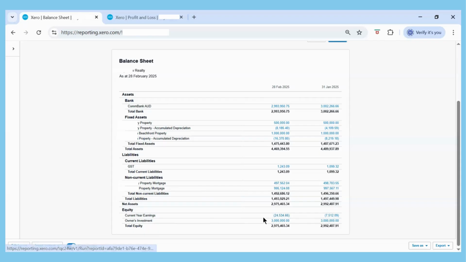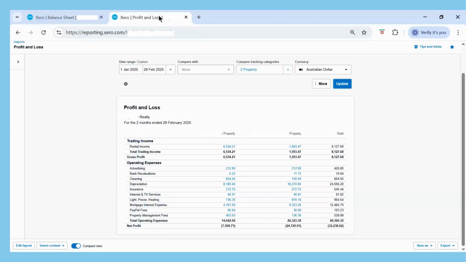months of operation. Going to the profit and loss statement, rental income is the main source of income. The expenses are a bit too high, especially the mortgages. And the net loss for the 2 months reduced the owner's investment by 32,238 and 62 cents.